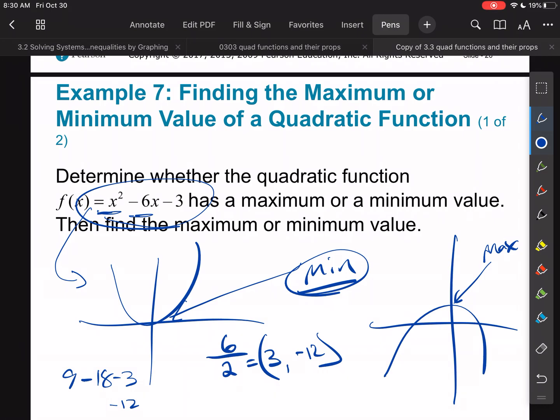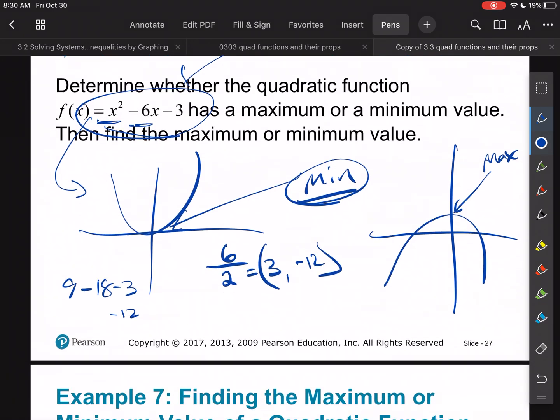And you can check yourself using Desmos or something like that. You can just plug this in. You can look at the minimum and make sure that you're doing your math right if you want to check yourself as you go.